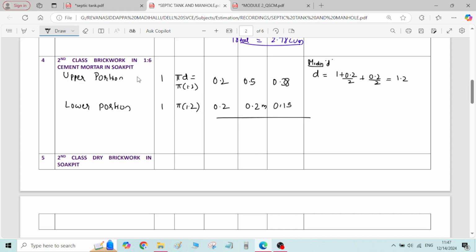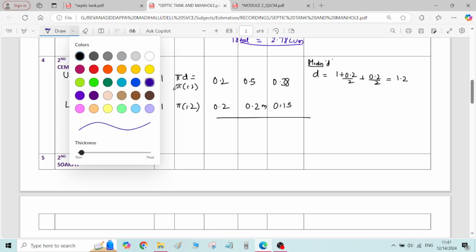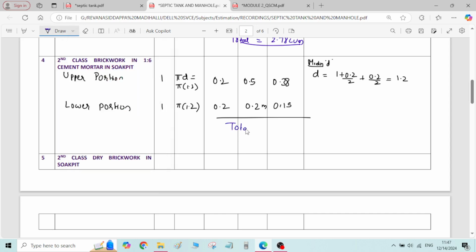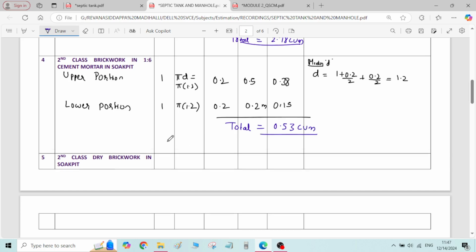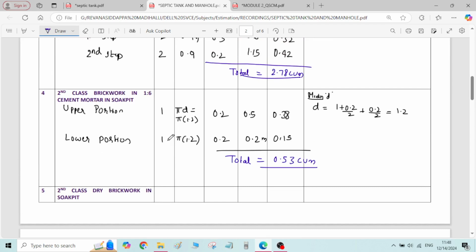So the total quantity of second class brickwork in the soak pit is 0.53 cubic meters. This completes the calculation of second class brickwork in the soak pit.